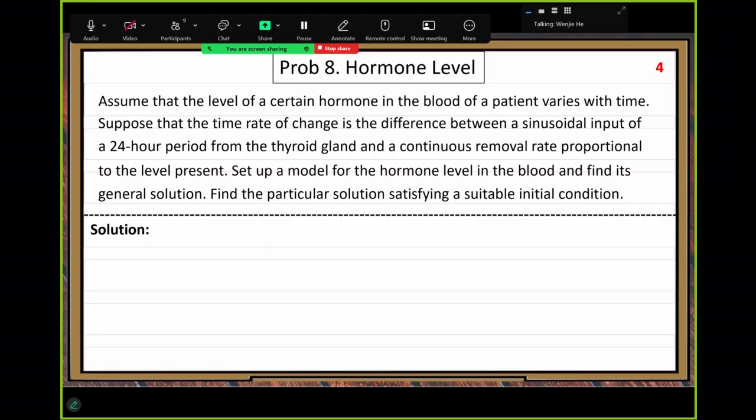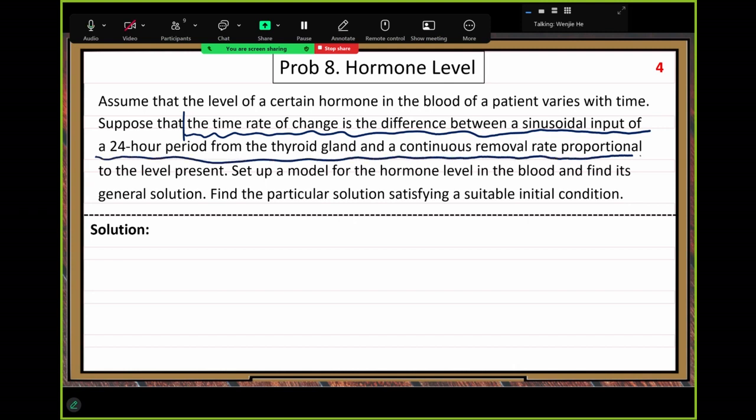Here, let me draw the physical law. Suppose that, that's the given physical law. The time rate of change is the difference of the input and the gland removal rate, which is proportional. This is the physical law part. So we set up the equation based on this given physical law. The hormone level, we use the usual Y of t to represent the hormone level.